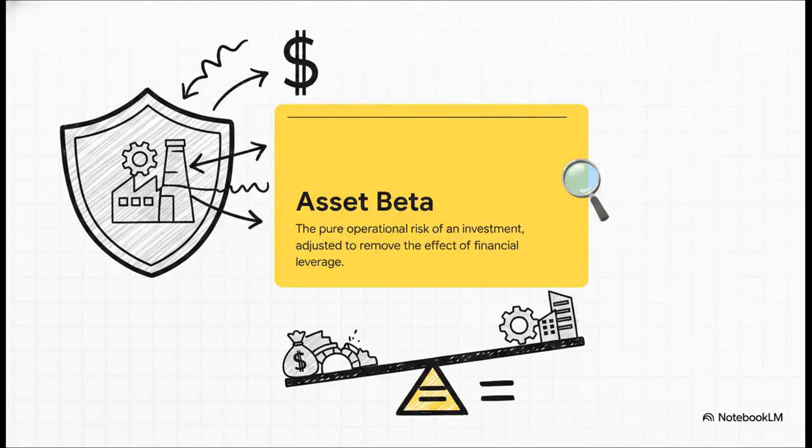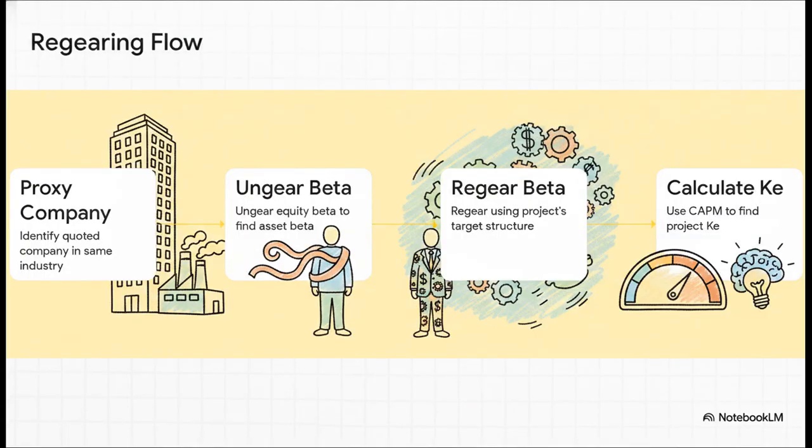The fix for this lies in the asset beta. By finding the asset beta, we are effectively taking that heavy backpack off our runner. We are stripping away the proxy company's financial risk entirely, leaving us with a totally clean slate. The asset beta represents the pure underlying operational risk of the industry itself, 100% separated from how the business is funded. Once we have that clean, uncluttered asset beta, we perform the regearing step.